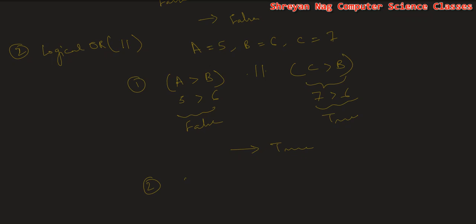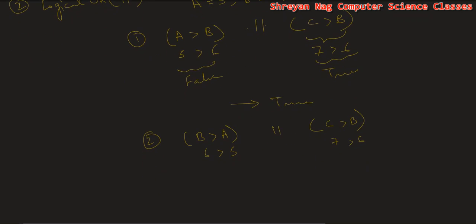If you write like this, B greater than A OR operator, C greater than B. In both the cases, we are seeing that 6 is greater than 5 and 7 is greater than 6. So definitely both the conditions are true. So the output will be true as well. So if both the conditions are true or any one of the conditions is true, then the output will be true. If both the conditions are false, then only the output will be false.